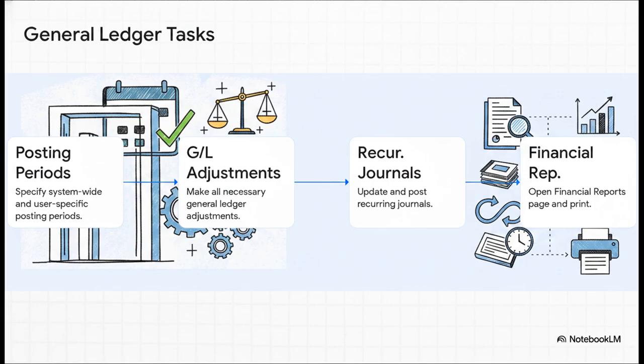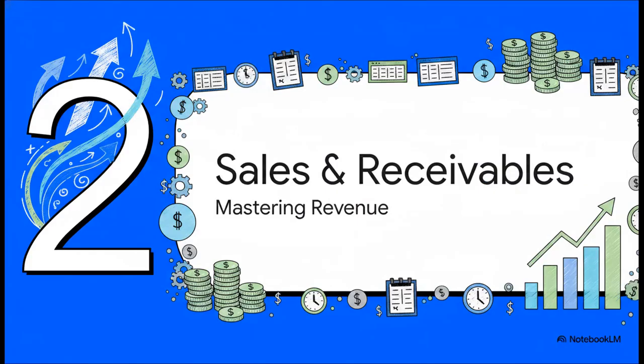With the gates securely locked, we make our GL adjustments, we post our recurring entries, like prepaid rent that we know happens every single month, and then we run our core baseline financial reports. This gives us our beautifully clean baseline to work from. You are tracking perfectly so far.